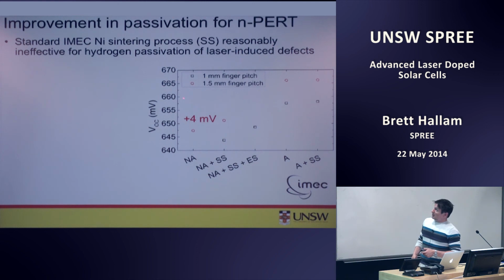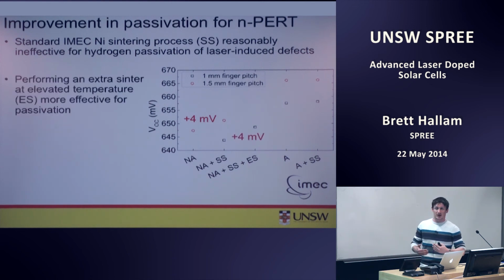And on another sample with a different finger pitch, we can take what had already had their standard sintering process, we can re-sinter it at an elevated temperature of 400 degrees, and we see that we get another increase of about 4 millivolts. So we're getting an improved passivation of these laser-induced defects through this high temperature sintering process.